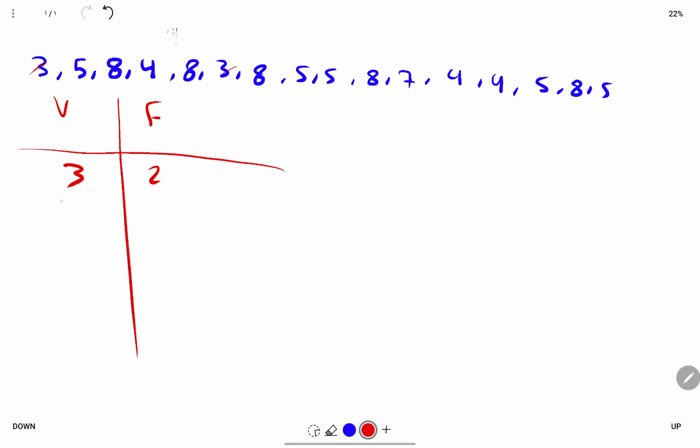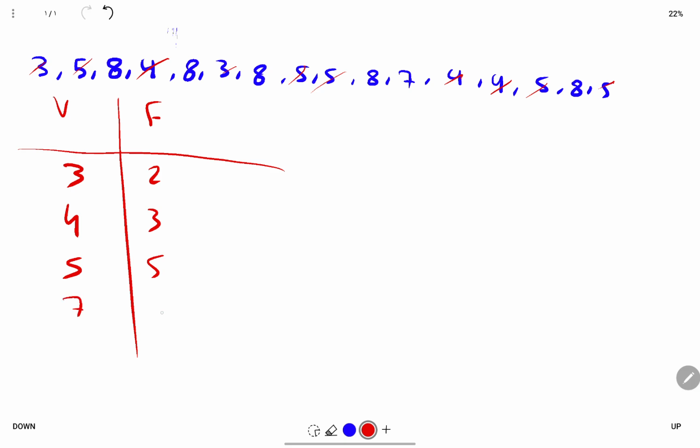Now the next number is 4. We have 4. 1, 2, 3. So we have 3 fours. The next number is 5. We have 1, 2, 3, 4, 5 numbers. 5 fives. We don't have 6, so we move to 7.